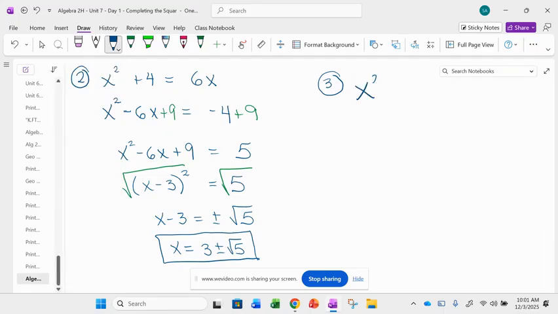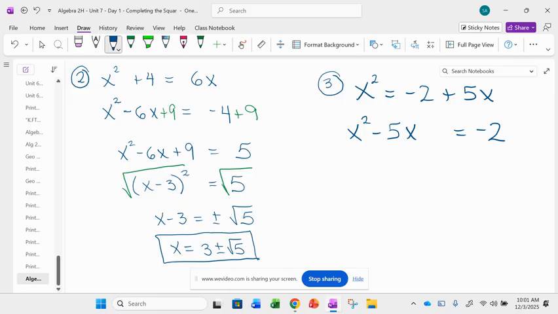Say I have x squared equals -2 plus 5x. Okay, it's not in a good format, so I want to make it in a good format. I'm going to move that 5x over. So we're going to have x squared minus 5x equals -2.